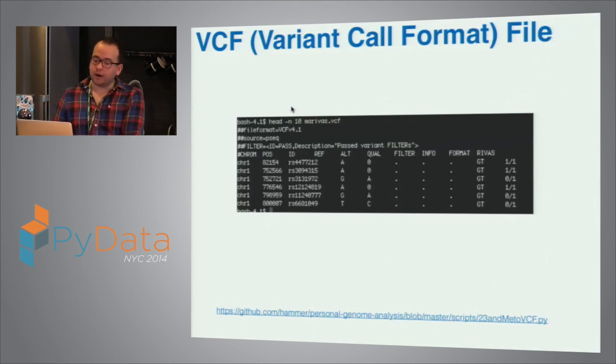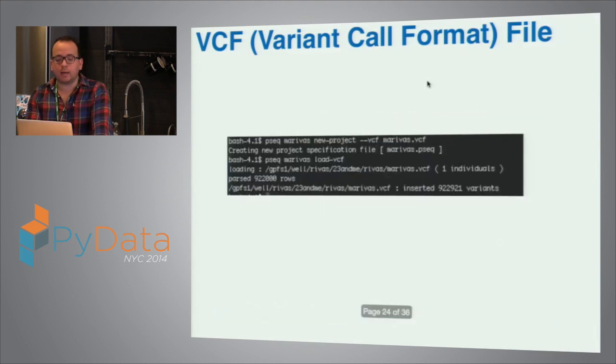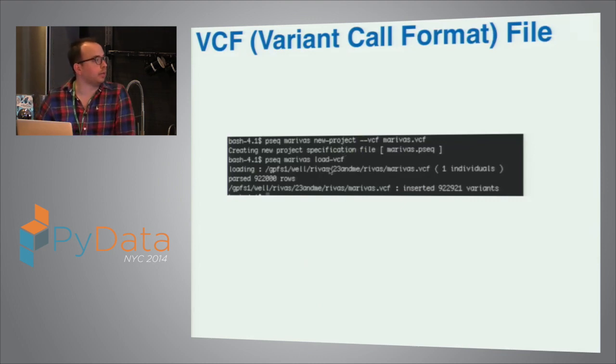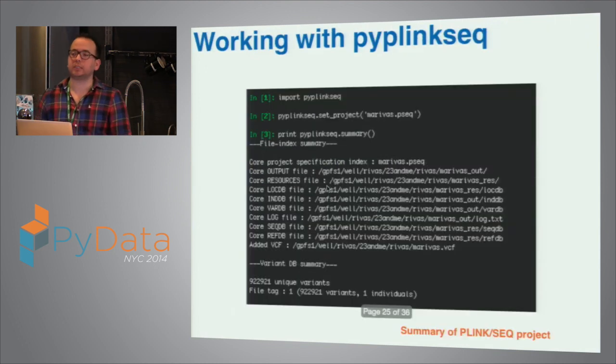A VCF file is the variant call format file. This is a pretty standard file format for reporting genetic data. Here is just an example of what this looks like. There's some nice documentation as to how the variant call format should look. And here are examples of commands for working with PLINK in terms of setting up a project and loading the VCF. This is an example of me loading my own VCF from 23andMe, and I've uploaded about 922,000 genetic variants that were available in the genotype data.